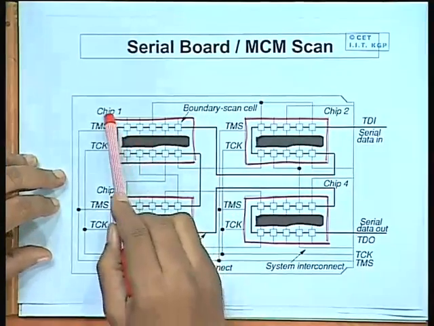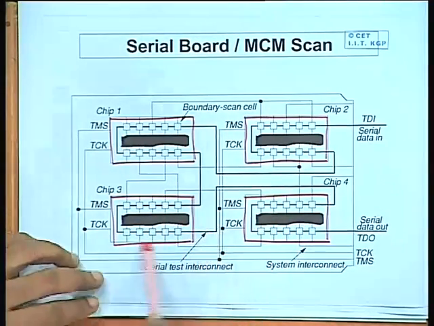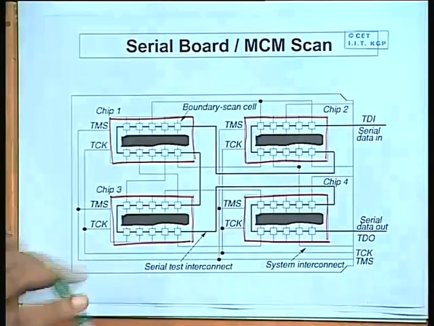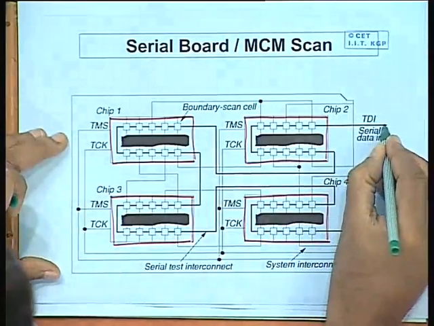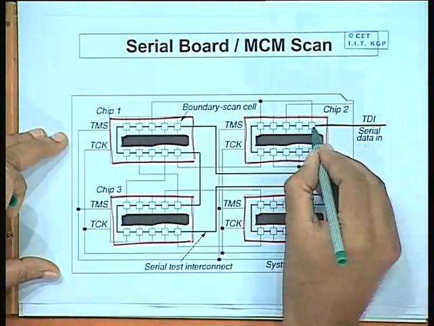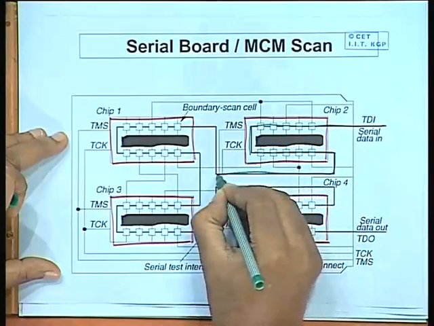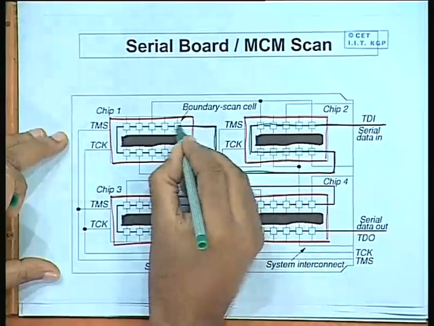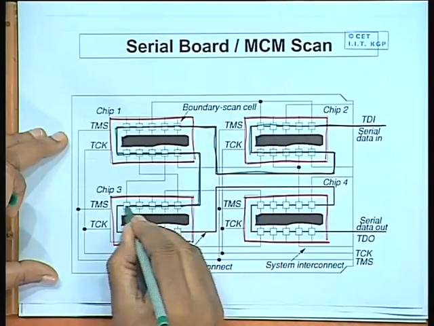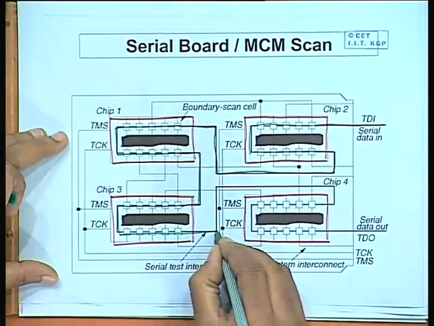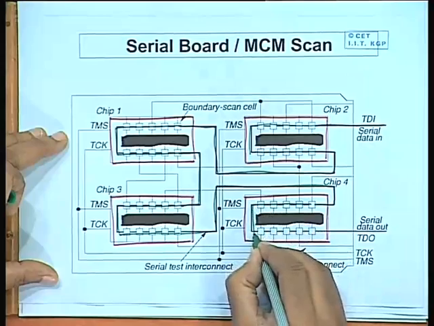What it says is that if each of these 4 has boundary scan capability, then the boundary scan registers can be chained together. The test data in entering the printed circuit board can go into the boundary scan register of this chip, come out of here, feed the TDI of the next chip, again come out of here, feed the TDI of the third chip, come out of here, and feed the TDI of the fourth chip and can finally come out of here.